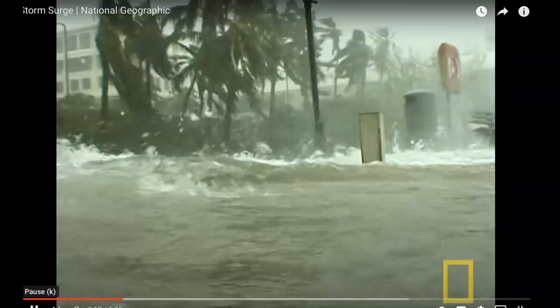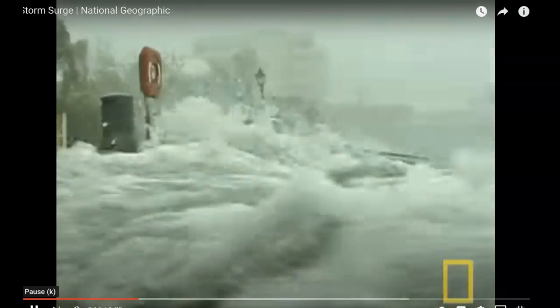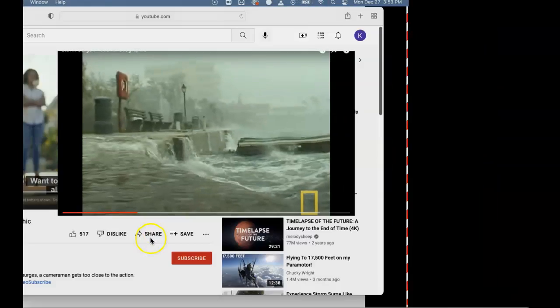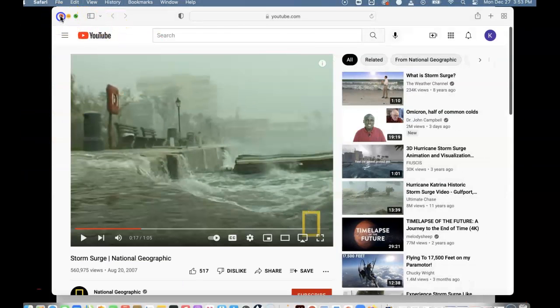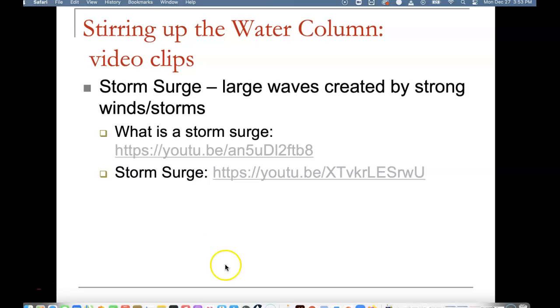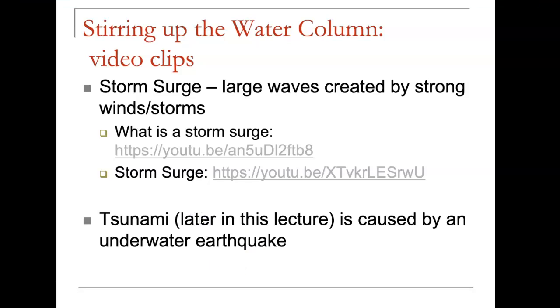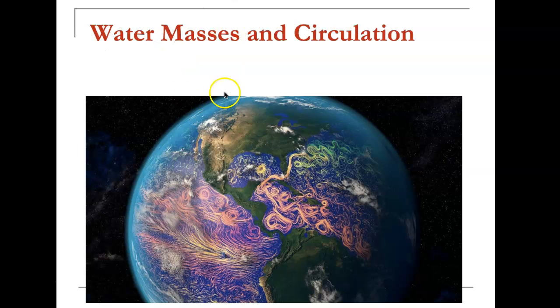So storm surges can be pretty detrimental. If you want, you can watch the rest of that video. A poor cameraman gets knocked over. But that's a storm surge. It's very different than a tsunami, which we'll talk about later in the lecture, which is actually large waves caused by underwater earthquakes. Okay, so those are some ways that the water column can be stirred up.